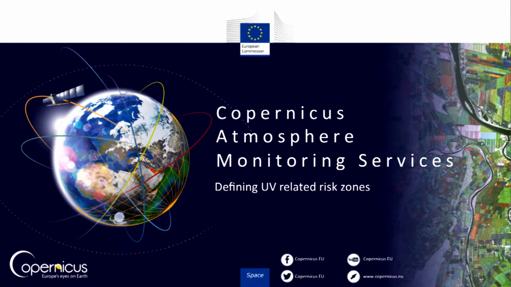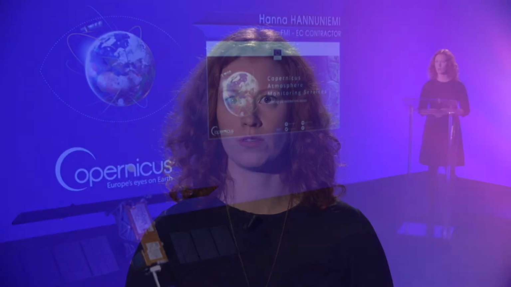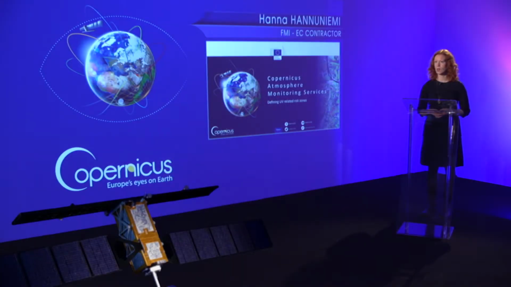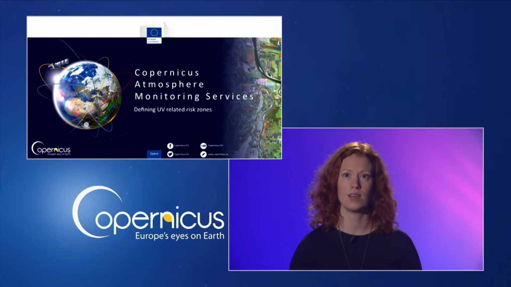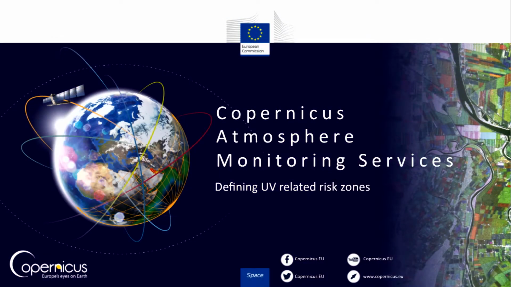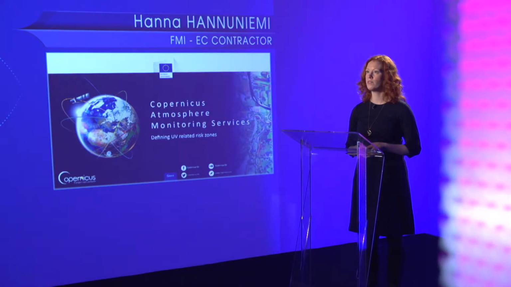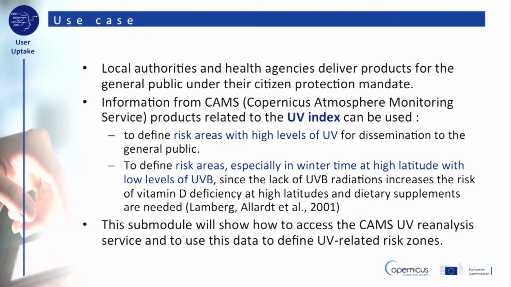These data are currently supplied by 6 Copernicus services dedicated to the atmosphere, climate, marine, land, emergency and security domains. In this module, I will show you how to access, retrieve and visualize geo-localized ultraviolet radiation data from the Copernicus Atmosphere Monitoring Service, so-called CAMS. This data can be used to define UV-related risk zones.